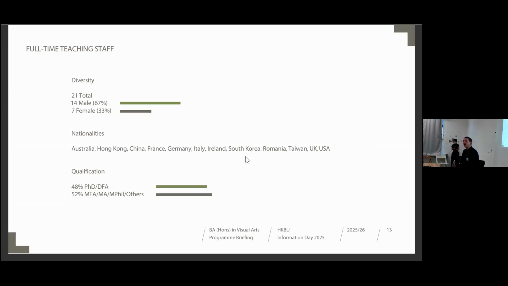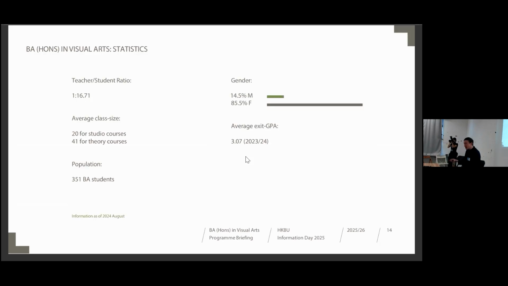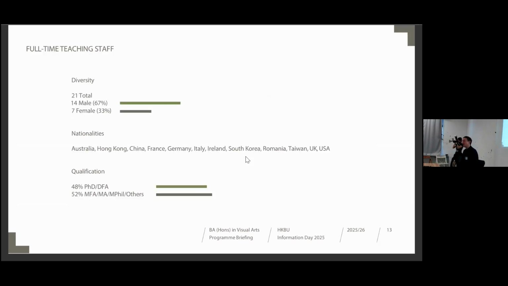In terms of the overall faculty makeup, we have currently 21 full-time faculty members in our program, of which 14 are male and 7 are female. That's not great, actually. Our students, you will see in the next slide, are 85% female, 15% male. So we would like to see much better representation, but we're just through a flux where we had some colleagues retiring, and some colleagues moving away, some other colleagues moving in.